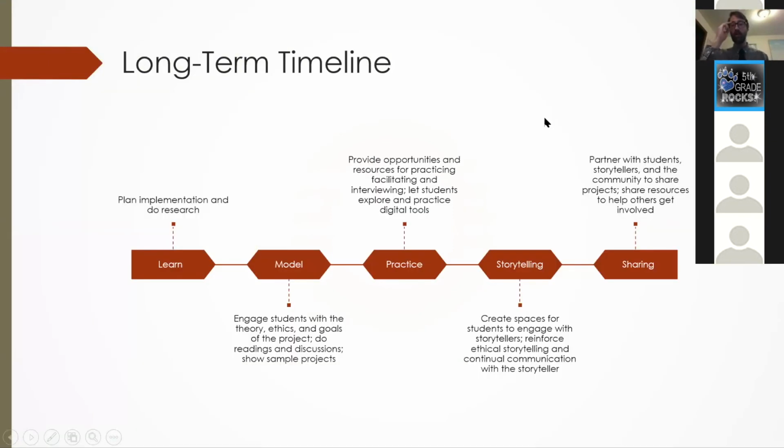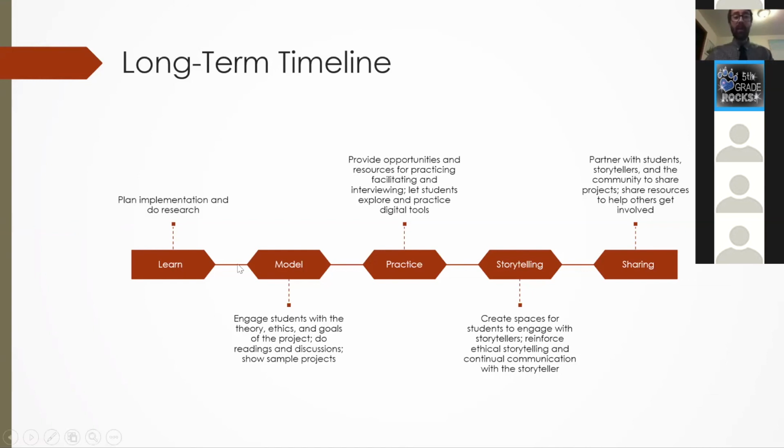Here is a long-term timeline when you're thinking about how to implement it. So at the first stage, you want to learn all about the project. This is where you plan your implementation and do your own research, find the text you want to use, basically thinking about how you would construct a unit of curriculum. This is kind of what you're doing here.